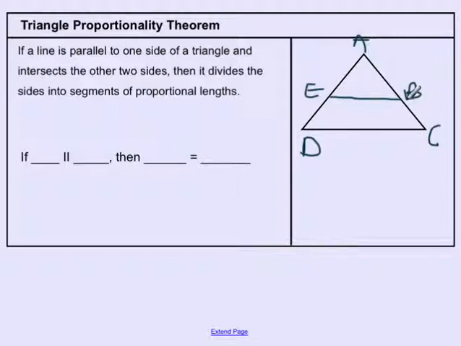If we know that the line cutting through the triangle, BE, is parallel to the bottom, CD, then we know that if we take AB over BC, that proportion has to be equal to AE over ED. So we're really setting up a scale factor like we've done before. Let's take a look at this and apply it to an example.